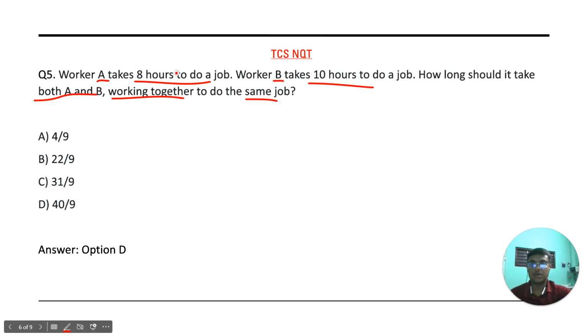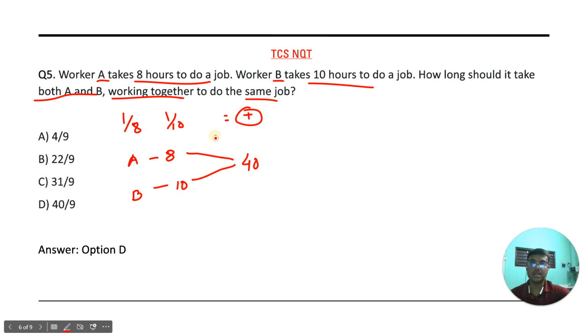Now, for this question, there is a short trick to do the questions without doing the conventional form of taking 1 by 8 as 1 hour's work, 1 by 10 as 1 hour's work, then adding those. So without doing that, we can easily do one thing. We take two entities, A and B. A takes 8 hours to do a job, B takes 10 hours to do the same job. So we take the LCM of these two first, which comes out to be 40.